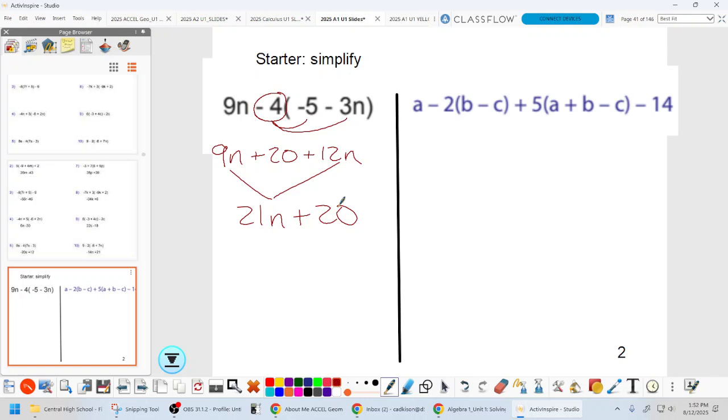I'll ask you about that in a second. Okay, here we have to distribute twice and be careful because we have this negative 2. Distribute, and then the 5 distributes 3 times. So A just gets copied down, nothing happened to it. And then we get what here? Okay, negative 2 times negative C is plus 2C. Those negatives multiplying make a positive. And then 5A, 5B, and negative 5C.